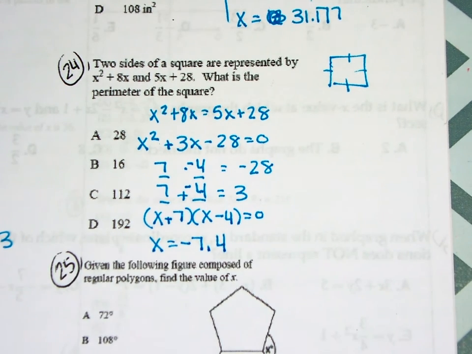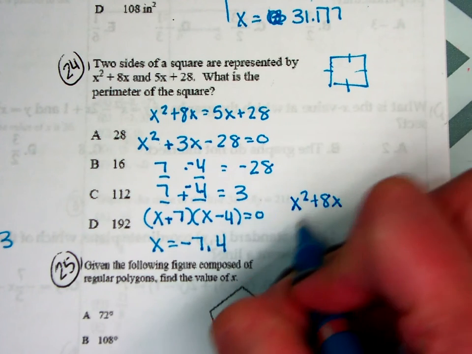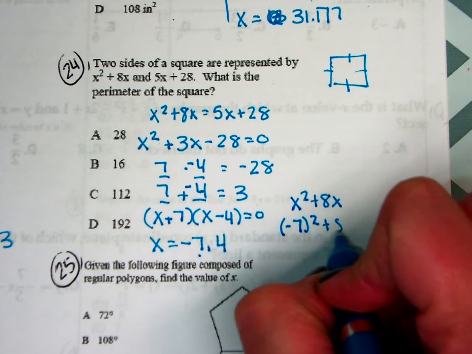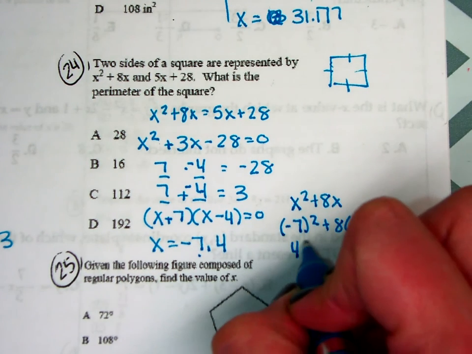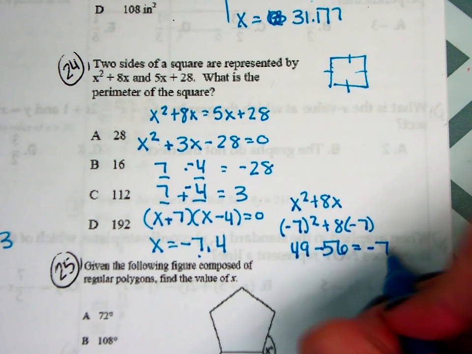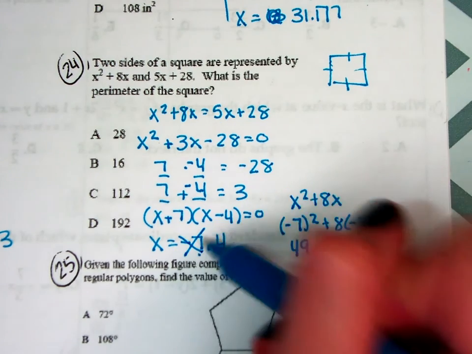Now, we've got 2 answers here. One of them, though, we're not going to use. So the way that you narrow it down: I'm going to take x squared plus 8x and test negative 7 first. So negative 7 squared plus 8 times negative 7. 49 minus 56 gives me negative 7. I can't have a side length that's negative 7. It's not possible. So that's why this is gone.